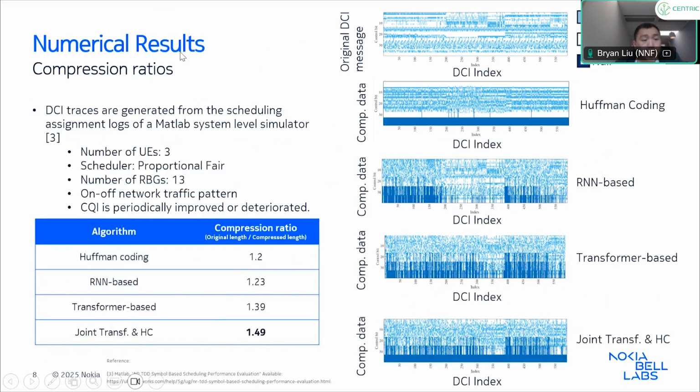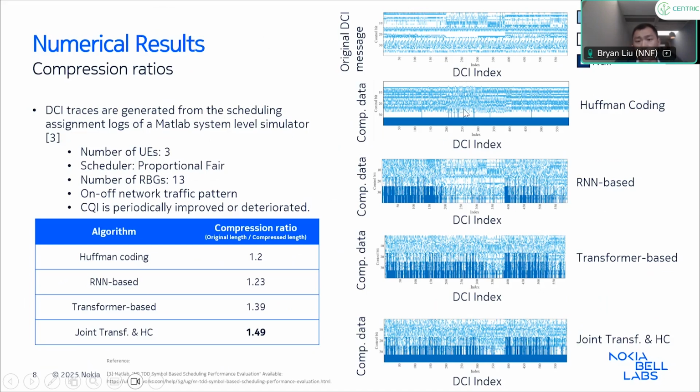Now some numerical results about the DCI compression. The first one: these slides show numerical results from a MATLAB system level simulator, where we use MATLAB to generate some scheduling logs, and based on these scheduling logs, we create DCI messages. We can see on the top here again the original DCI messages, where you can see it's correlated, right? You can see the pattern here, they are strongly correlated. That's also why we try to use these machine learning models to explore this correlation.